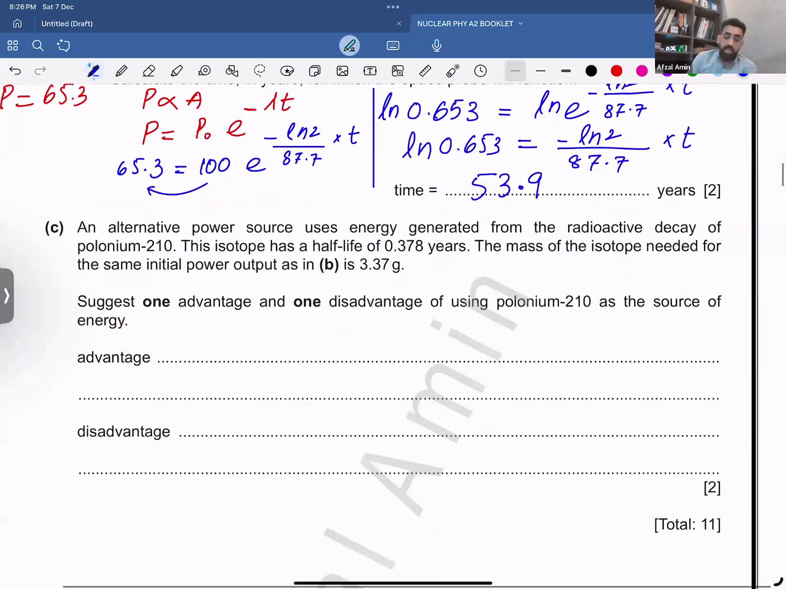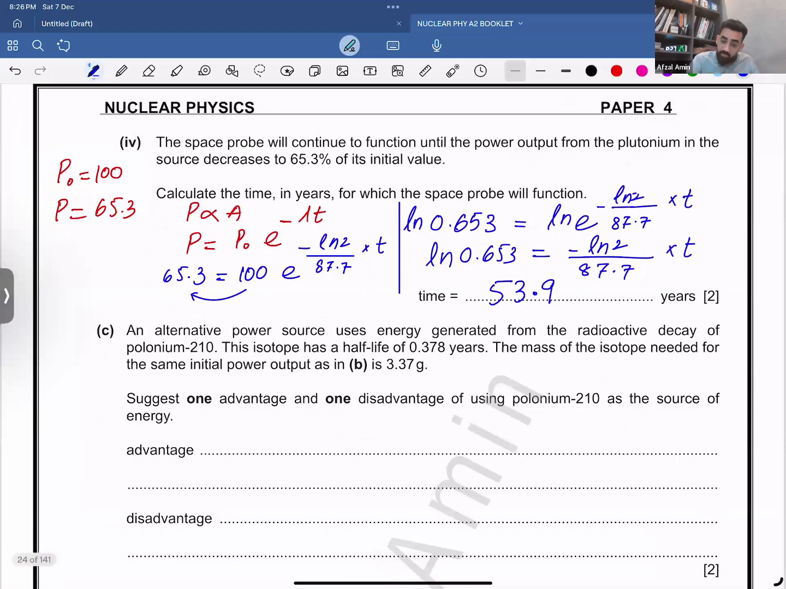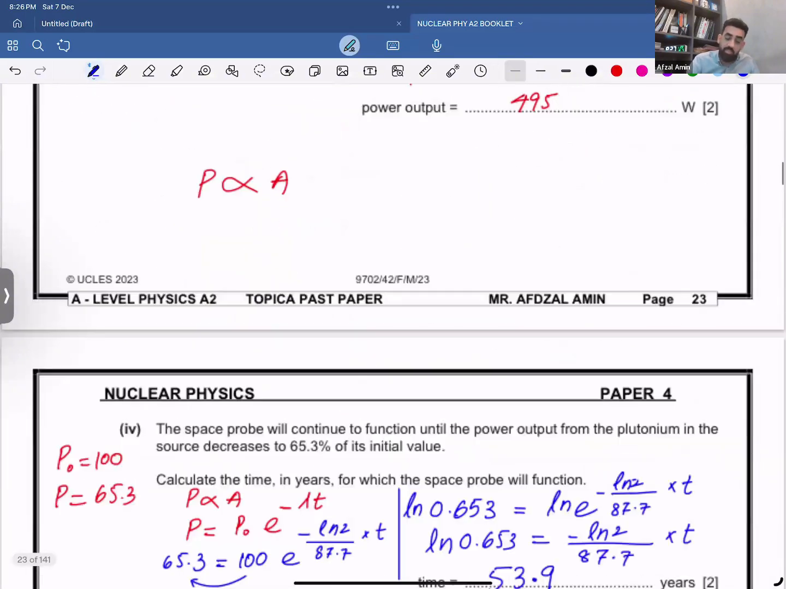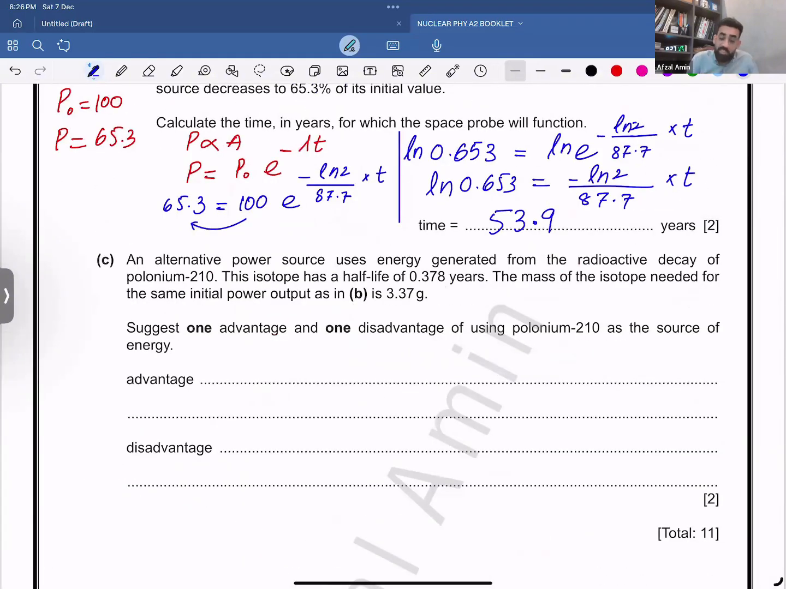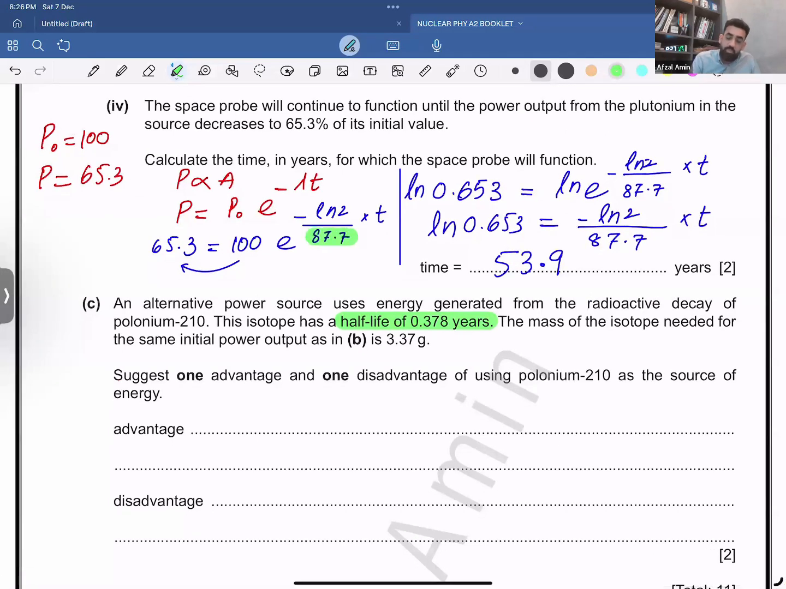Okay. An alternative power source uses energy generated from radioactive decay of polonium. What was the previous one? The previous one was plutonium. Now they are using polonium. This isotope's half-life is 0.378 years. What was the previous half-life? 87 years. Do you know what that means? It decays very slowly.